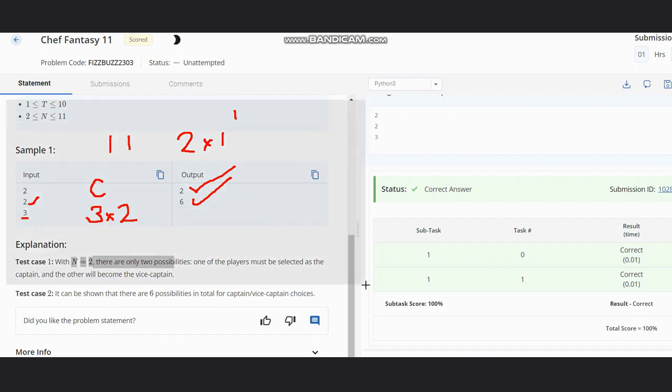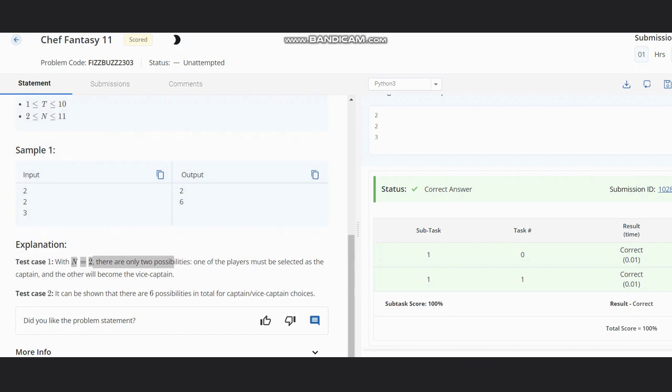Hence, whenever we need to choose, we will choose first the captain or vice captain, anything you can assume. If I am choosing the captain, suppose I have n equal to 11, so it will be captain into how many possibilities are left for vice captain, 10. So this will be equal to 110.